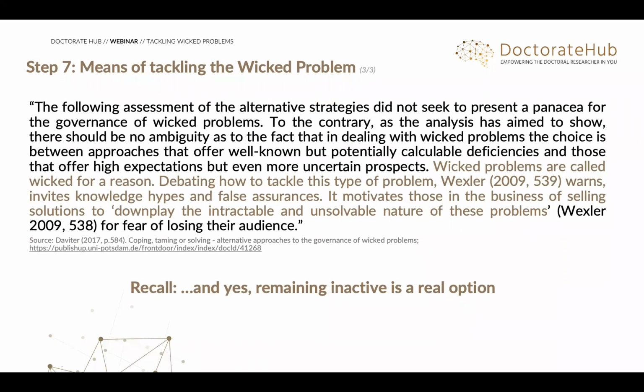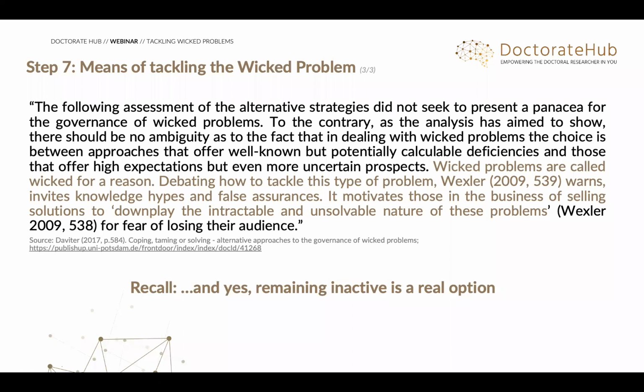And the following assessment of the alternative strategies did not seek to present a panacea for the governance of WIC problems. To the contrary, as the analysis has aimed to show, there should be no ambiguity as to the fact that in dealing with wicked problems, the choice is between approaches that offer well-known but potentially calculable deficiencies and those that offer high expectations but even more uncertain prospects. Wicked problems are called wicked for a reason. Debating how to tackle this type of problem, Wexler warns, invites knowledge hypes and false assurances, it motivates those in the business of selling solutions to downplay the intractable and unsolvable nature of these problems.